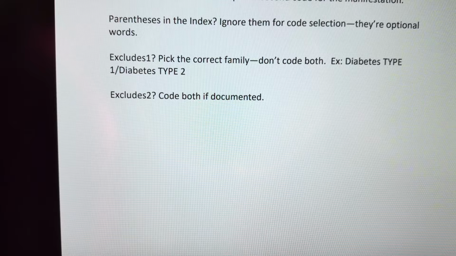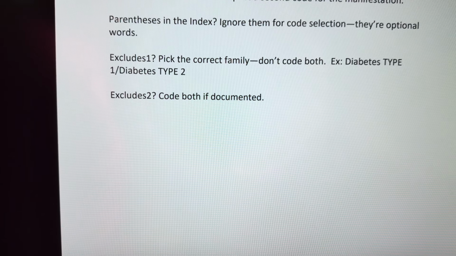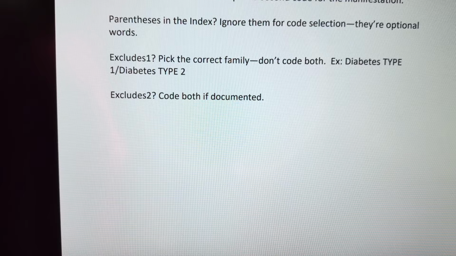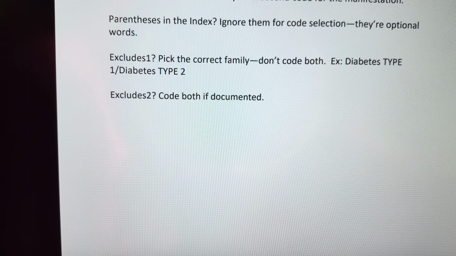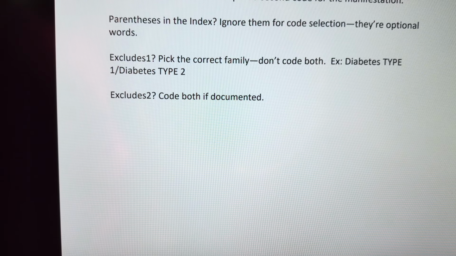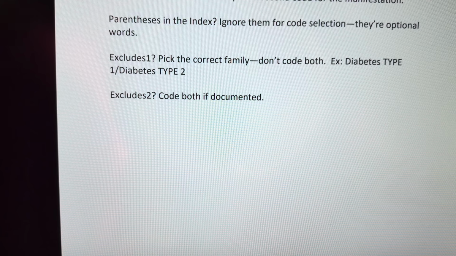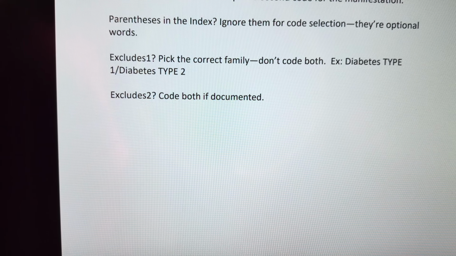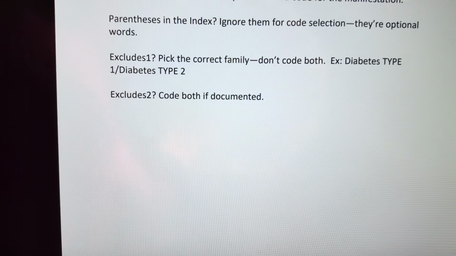So I hope this helped you guys out today. Remember, the conventions are very important. They help us code within the book. The official guidelines help us code when we're in the patient's medical record. And always remember, the conventions trump the guidelines.